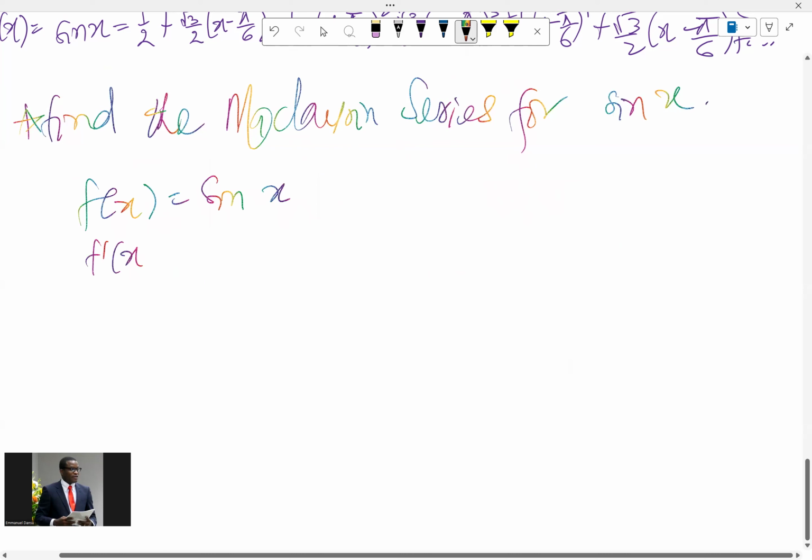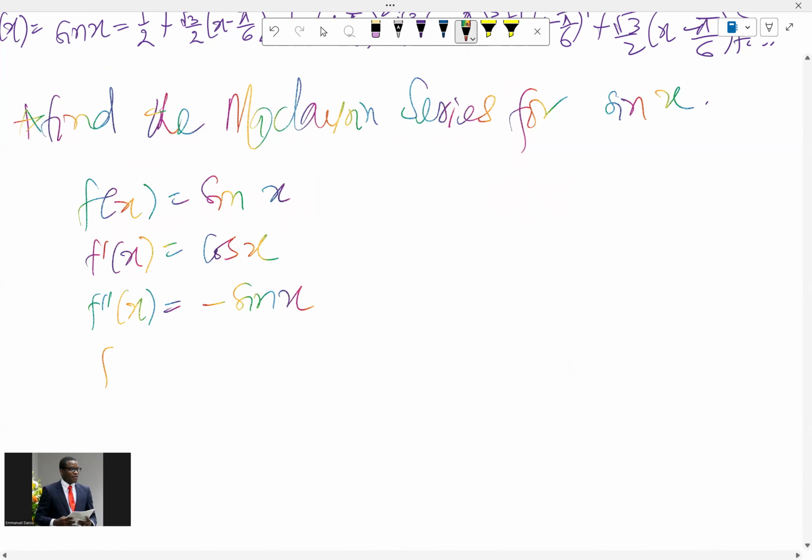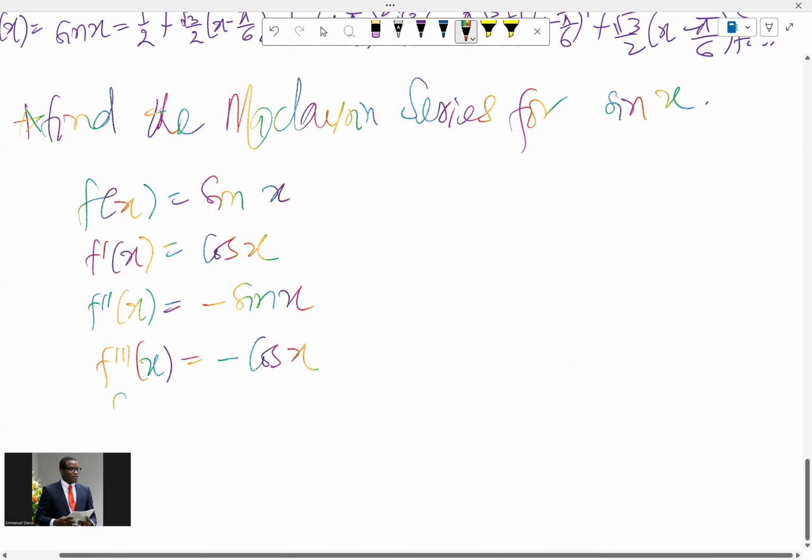F prime of x equals cos x. And then we have f prime prime of x equals minus sine x. Then f prime prime prime of x is minus cos x. I'll stop at the fourth derivative here. Fourth derivative of x is differentiate minus cos x, you get sine x. So that goes back to sine x.